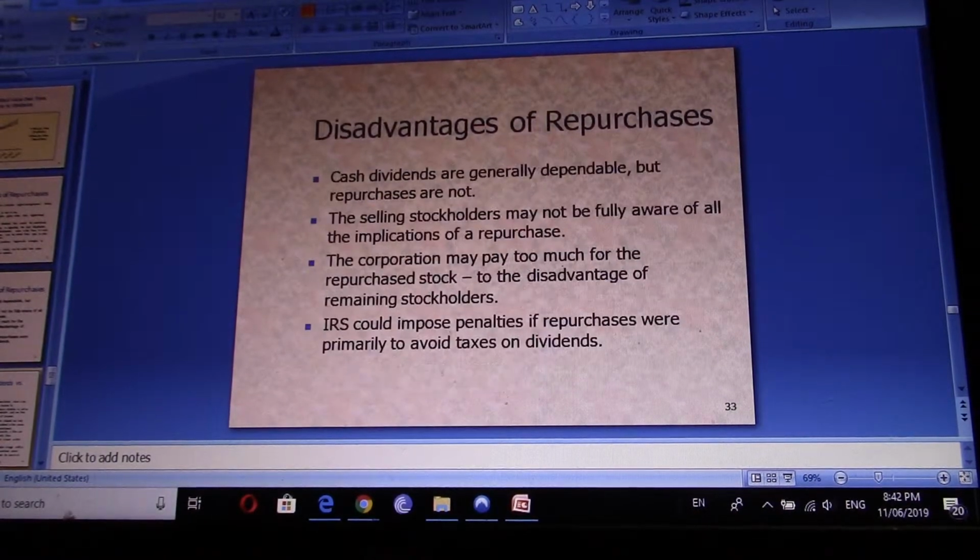And also it could be a one-time deal, unlike dividends. You have to maintain the dividend policy. But for share repurchase, it could be done just once.